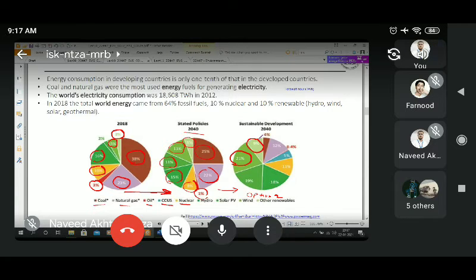And you can see here, this is the projection for sustainable development. And also you see here the hydropower will also increase from 16 to 18%, sorry, and solar.